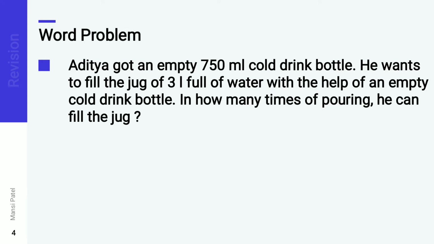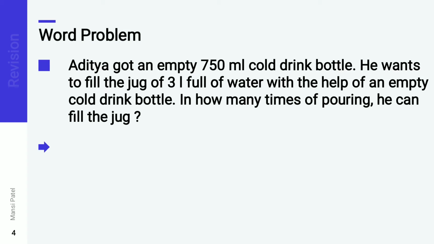Here you have to find out the total number of pourings, meaning how many times he fills that bottle and then pours it into the jug. In how many times is that jug filled with the whole water? That we have to find out. But if you see here, what quantities are given? First they gave the quantity for the cold drink bottle, and on the other side, they gave the capacity of the jug. But the units that they are using, both are different.